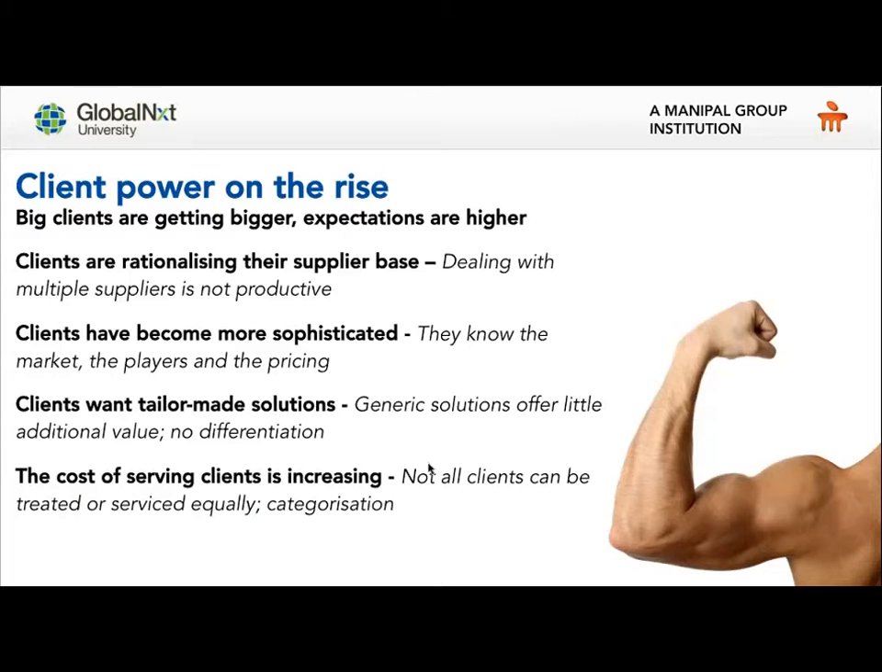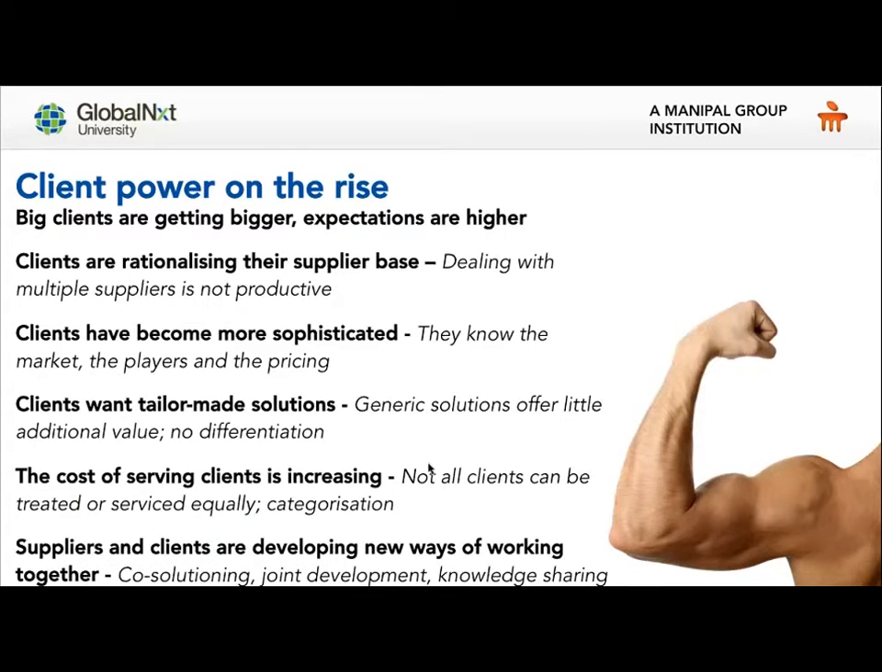So basically, clients are becoming a lot more choosy. The other thing that they're looking for with suppliers is different ways of working that are going to result in more of a win-win situation.